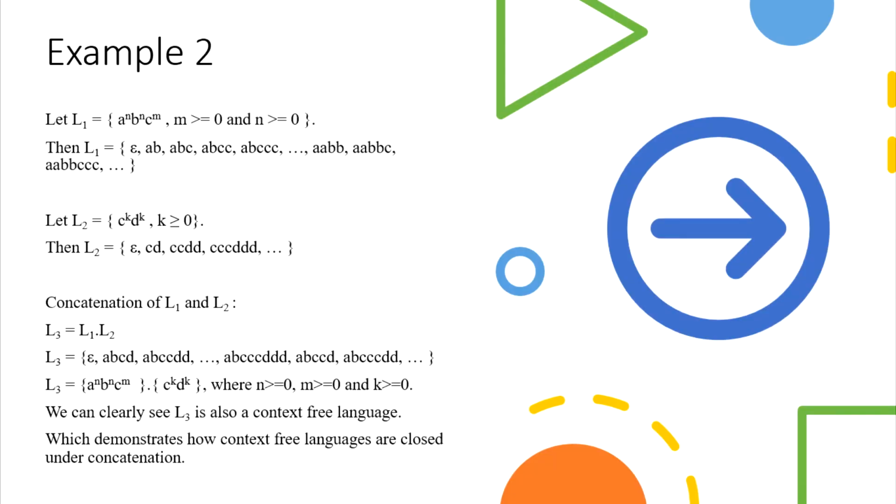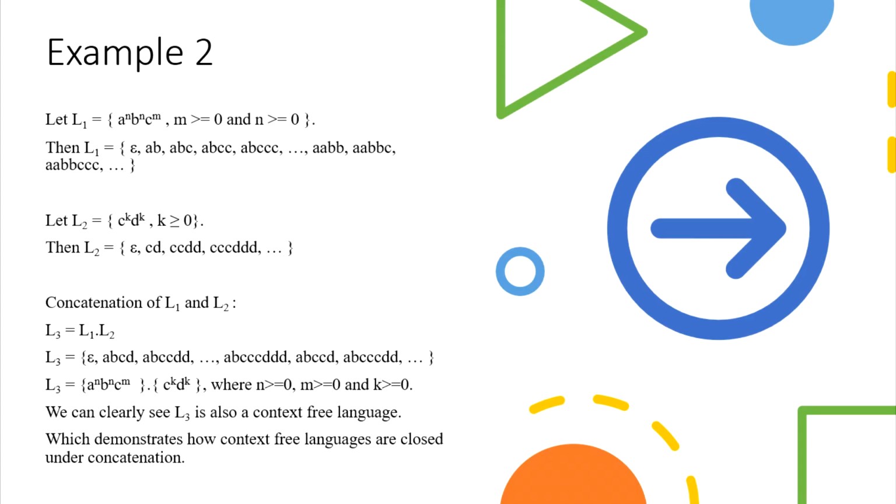So now we are in example 2. In example 2, I have taken L1 as a to the power n, b to the power n, and c to the power m. So basically L1 will consist of strings in which the number of a's and number of b's would be equal to each other, but the number of c's would be different. And for language L2, I have taken c to the power k, d to the power k, which basically means that the strings in L2 will have an equal number of c's and d's.